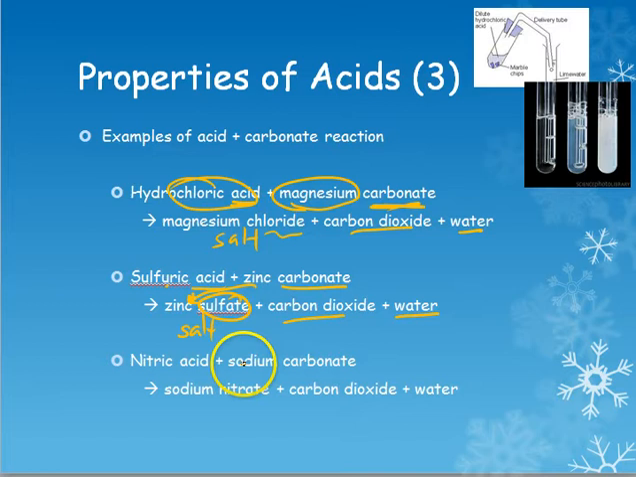Next one, we got nitric acid plus sodium carbonate. Acid plus carbonate gives you salt, carbon dioxide plus water. Because it's a nitric acid, it'll be a nitrate salt. What kind of nitrate? It'll be a sodium nitrate. So you can see here, this is slightly more complicated, but it's still not difficult at all to find out the name.